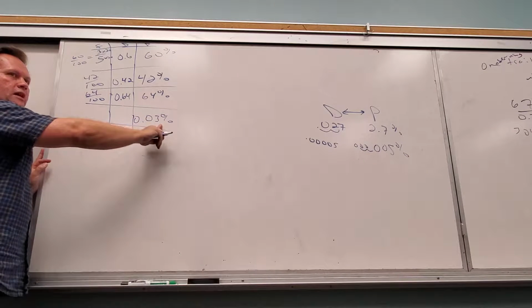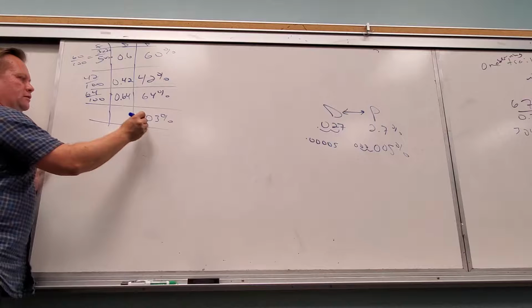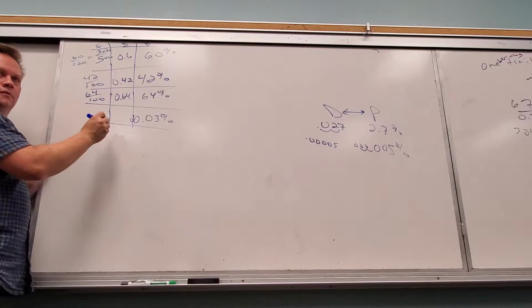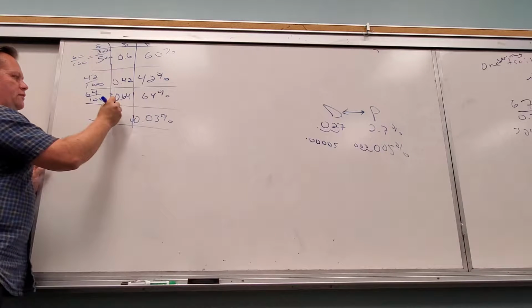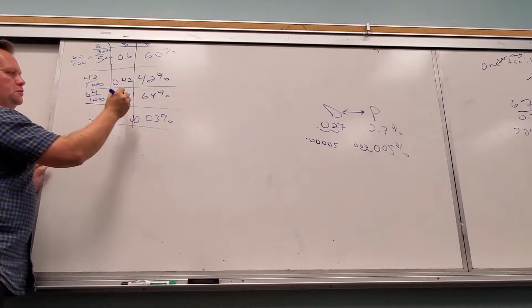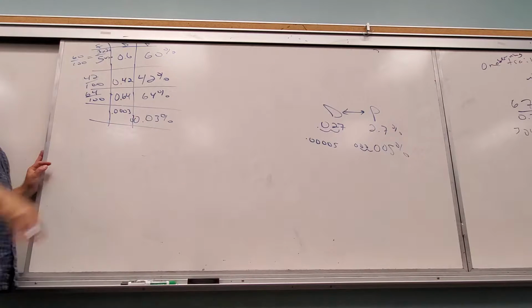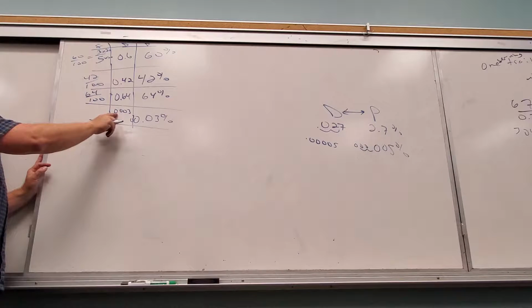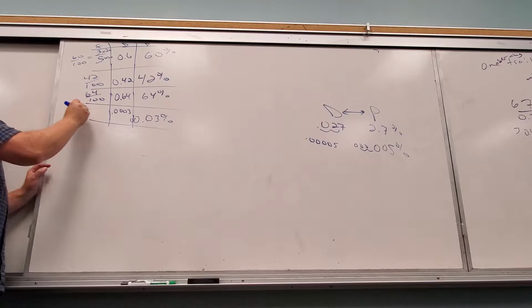0.03%. They already look so tiny, but the poor little dude's going to get even tinier. 1, 2. So it'll be point. Why do I give myself no room? 0.0003. So that's in the what place? Tenths, hundredths, thousandths, ten-thousandths. So it's 3 over 10,000.